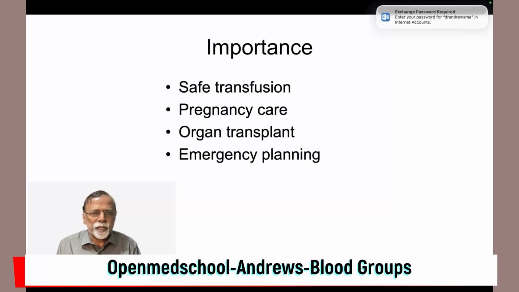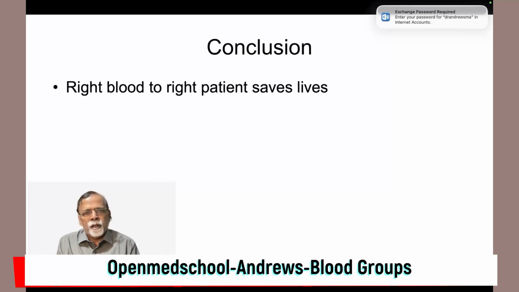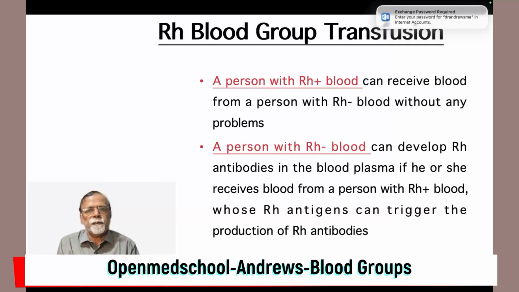So what is the importance of this blood group? Why are you interested? One is safe transfusion, second in pregnancy, then in organ transplant. All these are important. So the right blood saves the lives of the right patient. So one more additional point regarding the RH group. Again, when you are giving blood transfusion, this should be compatible. An A group patient can receive only A positive, we can ideally give only A positive blood.